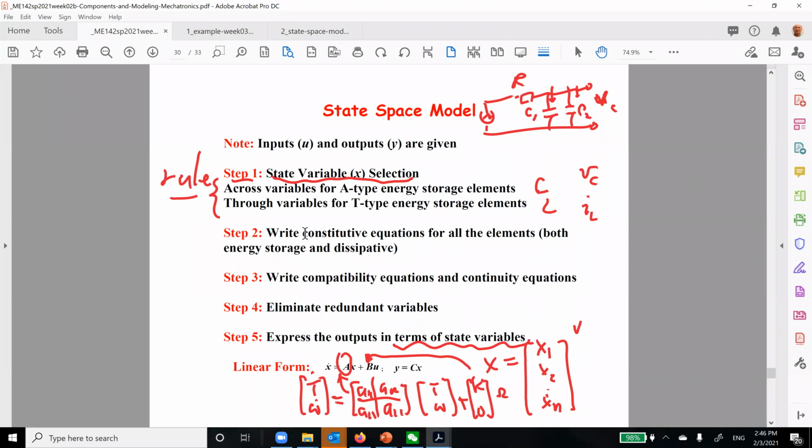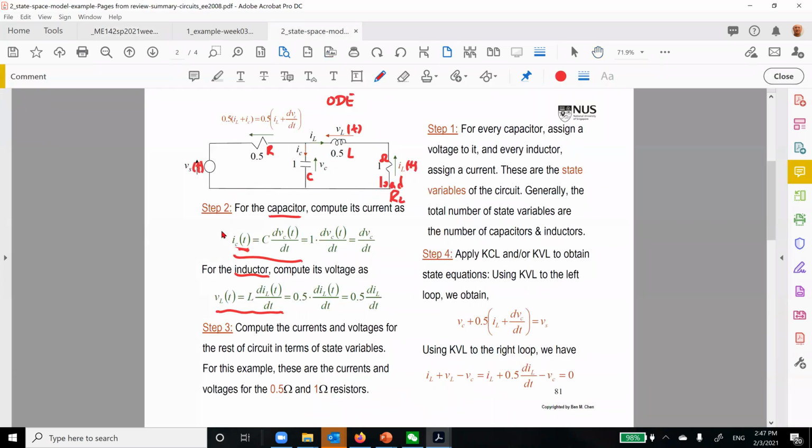Then in step 2, we write constitutive equations. Constitutive equations, like for a capacitor and an inductor, give a relationship. Then step 3 covers the continuity equation and the compatibility equation, like conservation. Then you eliminate the redundant variables and express them in terms of state variables. So this is what we are doing here. In step 3, we just check the current and voltage for the rest of the state variables. In this way, we are using KVL and KCL. Then we can write it down.